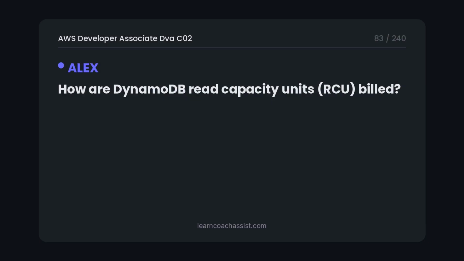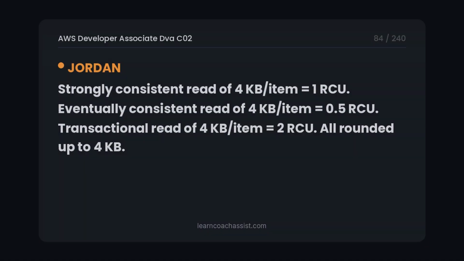How are DynamoDB read capacity units, RCU, billed? Strongly consistent read of 4 kilobytes per item equals 1 RCU. Eventually consistent read of 4 kilobytes per item equals 0.5 RCU. Transactional read of 4 kilobytes per item equals 2 RCU. All rounded up to 4 kilobytes.